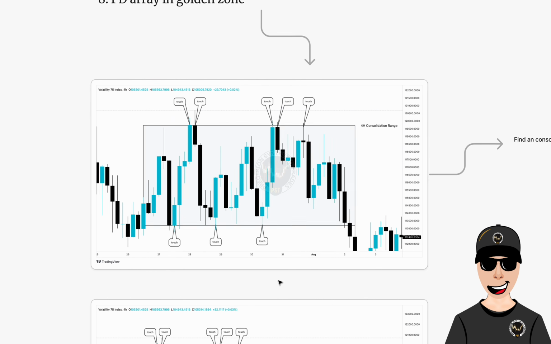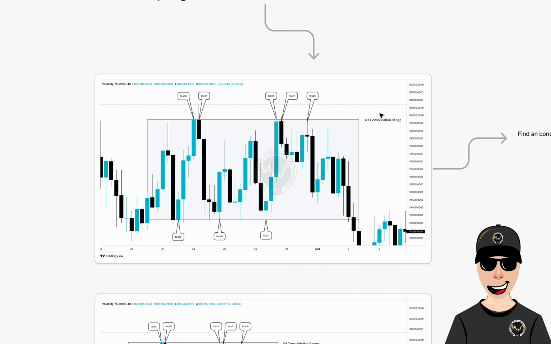So let's have a look. This is a 4-hour consolidation range. We used the VIX 75, Volatility 75 index. So as you can see, this is a 4-hour range. These are just the touches, so you can see price was respecting this line here, or the box here.